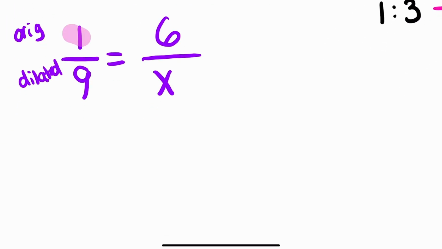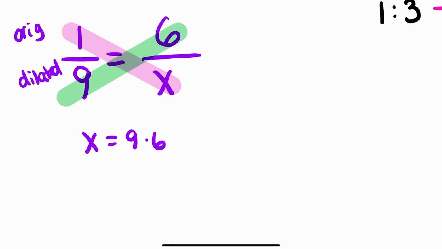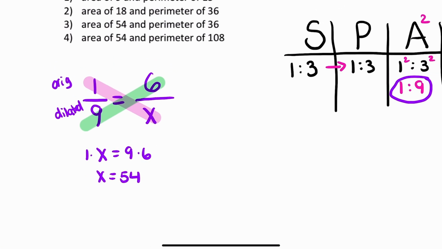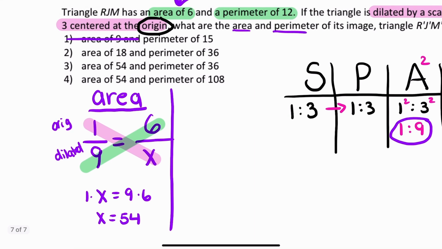If I was to cross multiply, I'd get 1 times x, which is 1x, and then 9 times 6, which is 54. So x equals 54. Now just based on this, so again, this was area, we used our area ratio for this. We now know that it has to be either 3 or 4. 1 does not work and 2 does not work. So it's just a matter of whether the perimeter is 36 or 108. And I'm sure that 108 should be screaming to you right now because it's just 54 times 2. So I don't think that's the answer, but let's make sure.